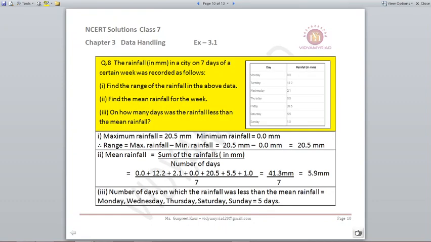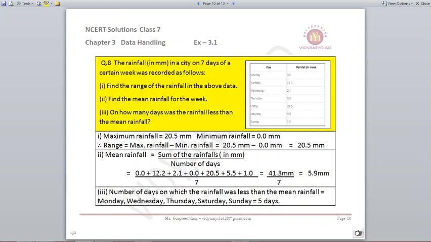Number 8. You need to find out the range of the rainfall in the above data. To find the range, I should know the maximum and the minimum. The maximum rainfall in the table is 20.5, which is on Friday, and the minimum rainfall is 0.0, which is on Monday. What is range? Maximum minus minimum, that is 20.5 minus 0.0, which is 20.5 mm.